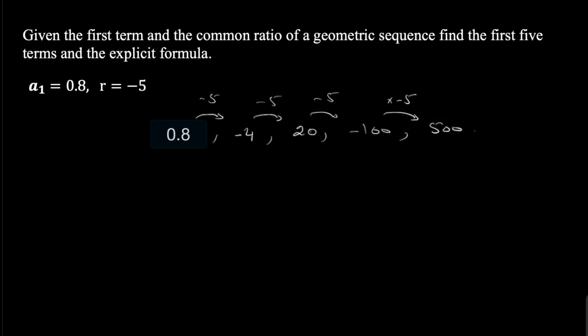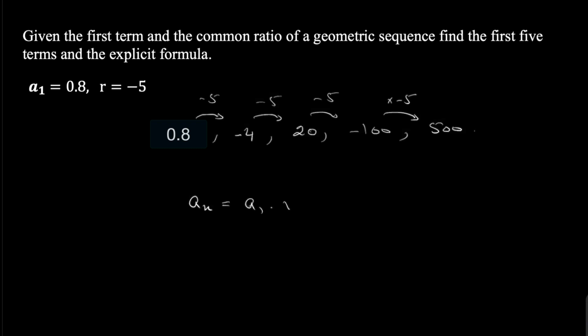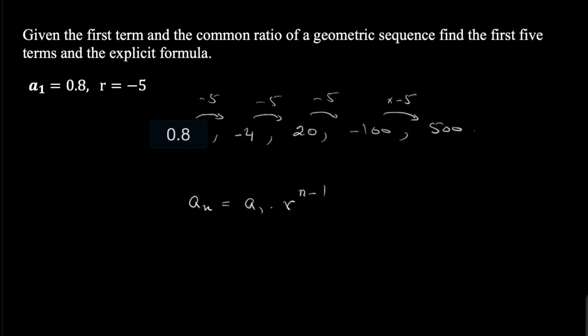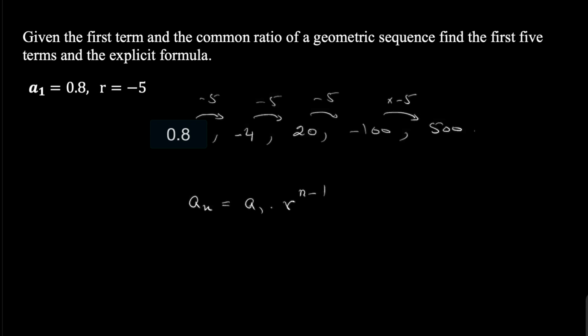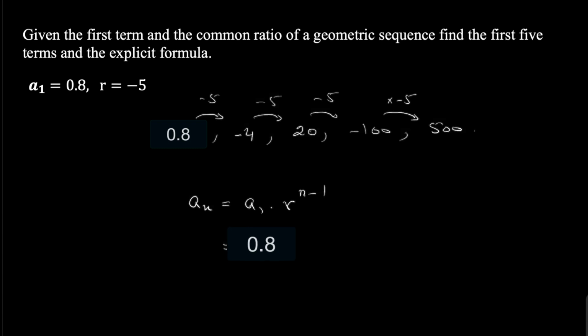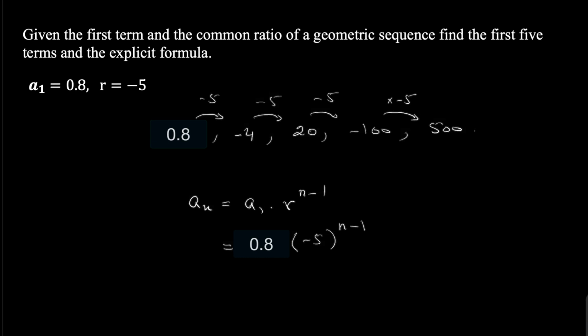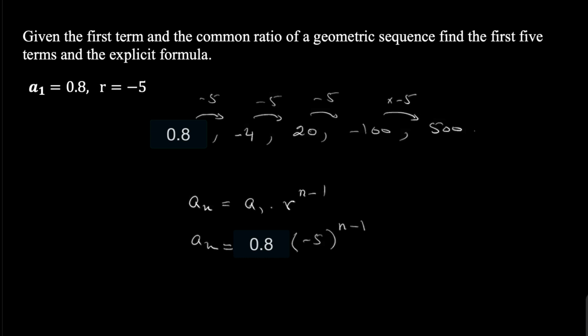Now, the explicit formula, we can say an is equal to a1 times r to the power n minus 1. You need to memorize this. Let's replace a1 and r, so we can say it's equal, a1 is 0.8 multiplied by, the common ratio is -5 to the power n minus 1, and this is the explicit formula.